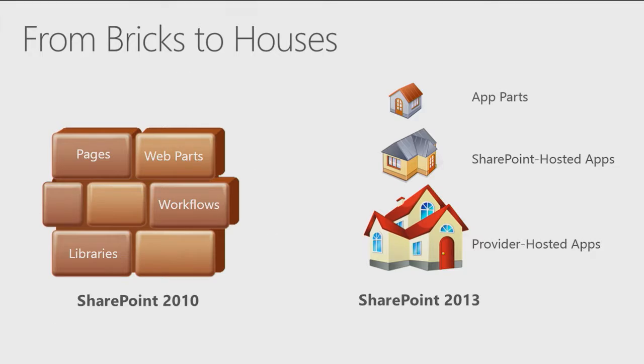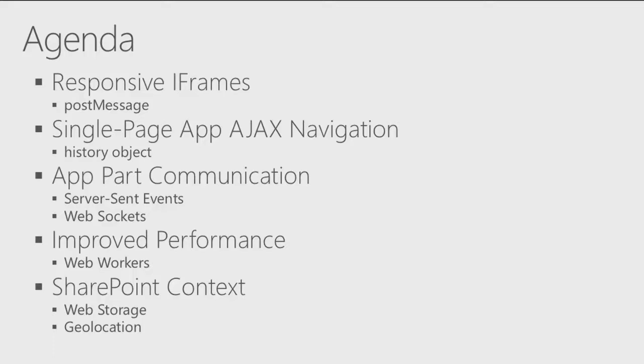So in this talk, we're going to take a look at some very specific solutions around HTML5, because HTML5 and CSS3 have now become critical skills for us as well. We need to know these and begin to implement them inside of our solutions. We're going to look at some very specific things like making responsive iframes or having app parts communicate with each other. And we're going to do this by using the HTML5 APIs as an excuse to get familiar with them and see the types of things that they can do for us.